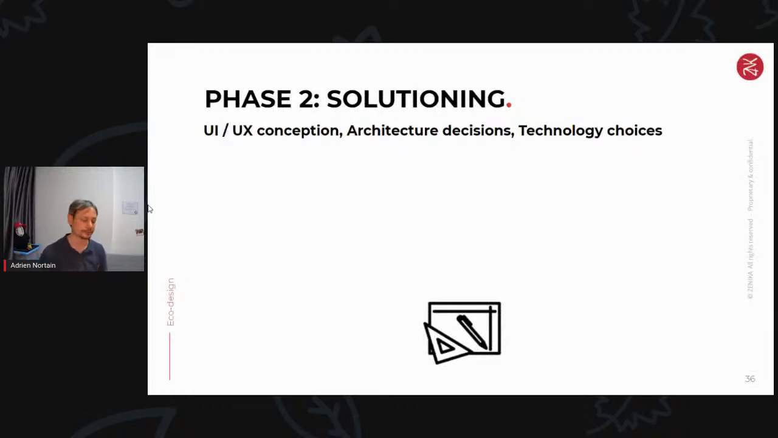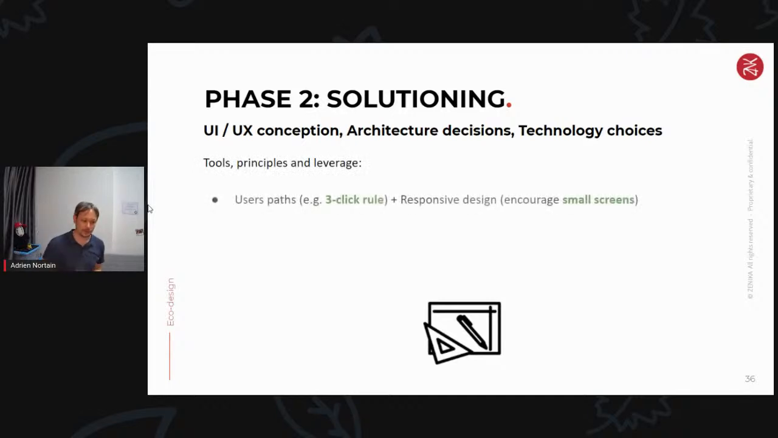Phase 2, solutioning. How can we have an impact with eco-design? So the first thing is UI UX, right? I'm pretty sure that I got some friends out there that are going to be very joyful that they have a big impact. So UI UX designers can help you enhance the user experience, have retention, make sure that people get faster to what they're here for.